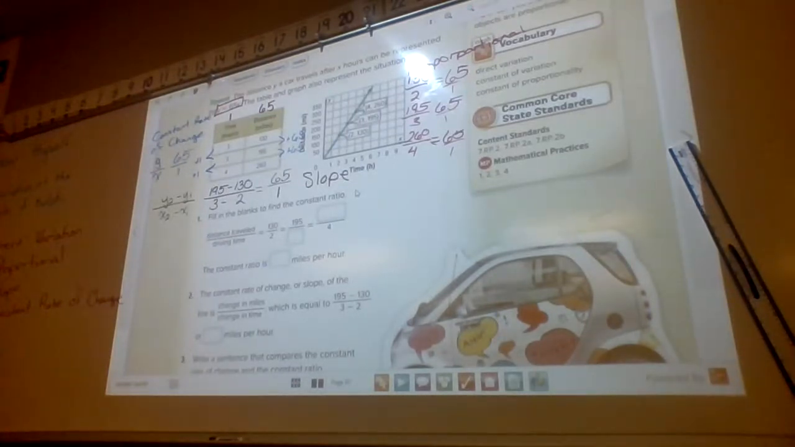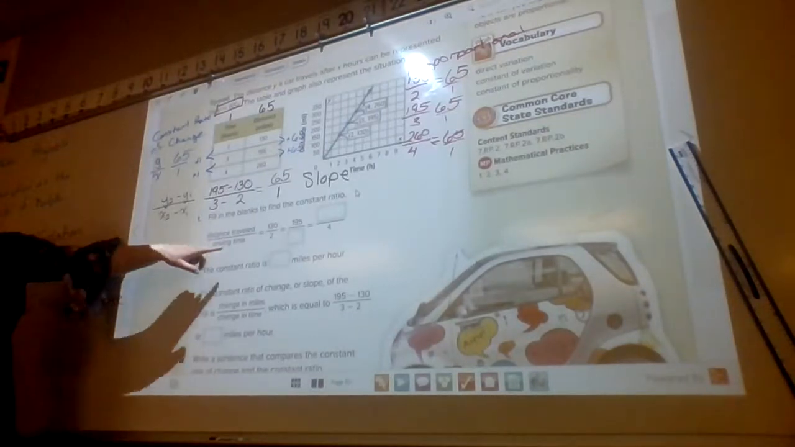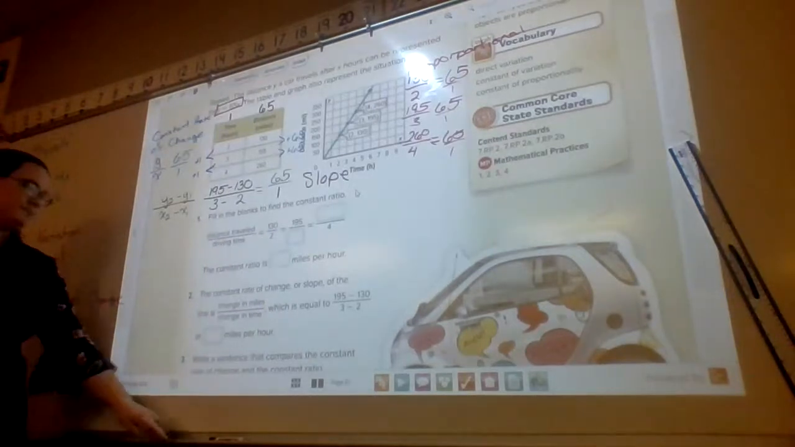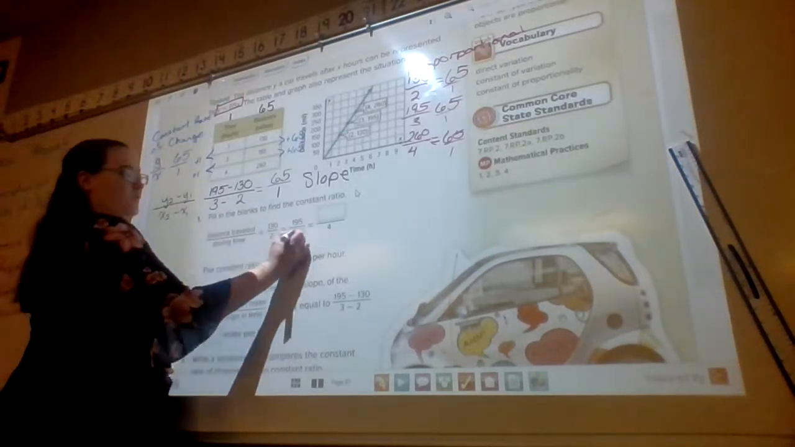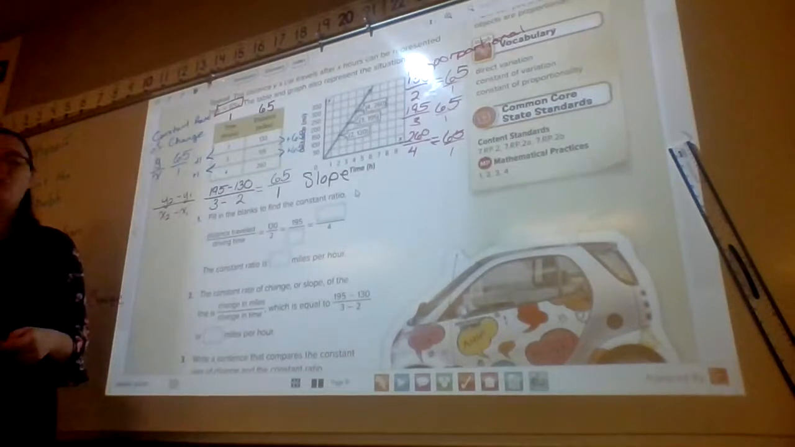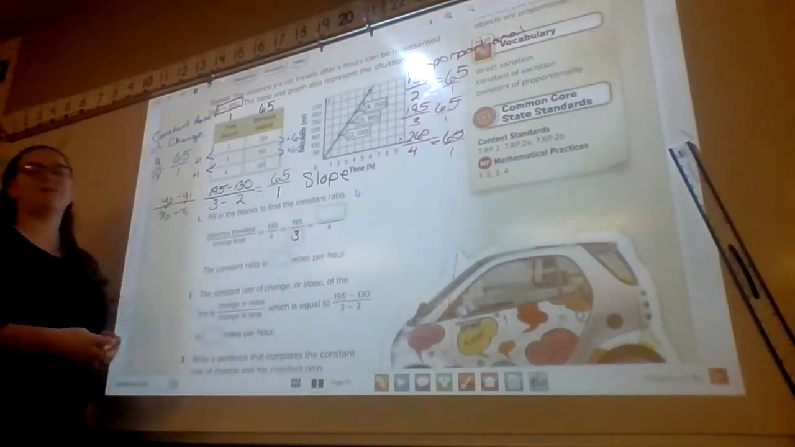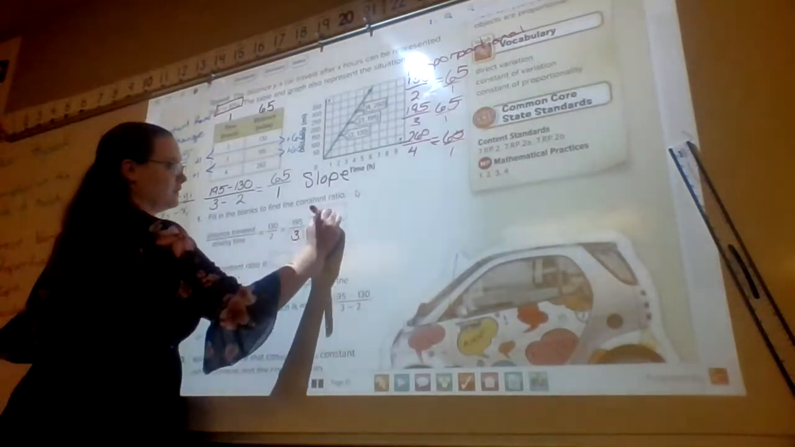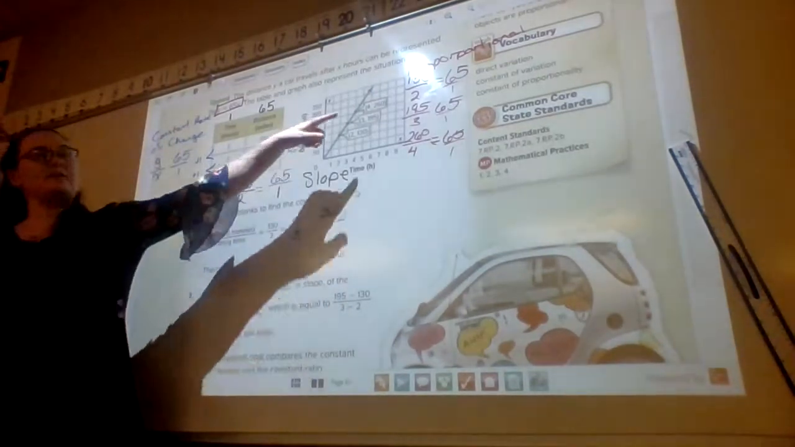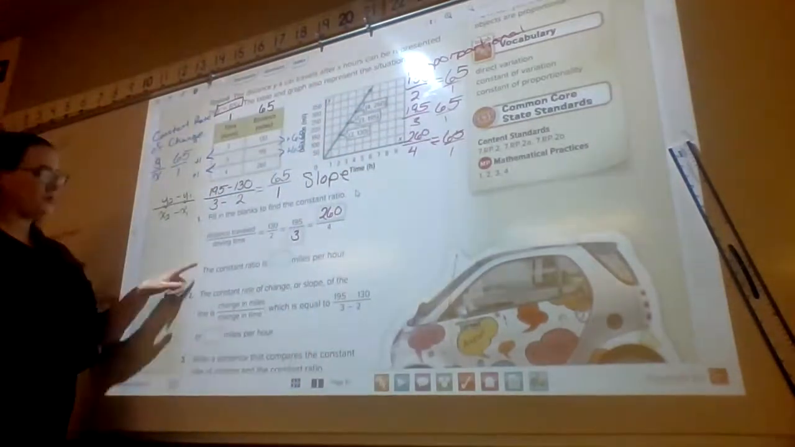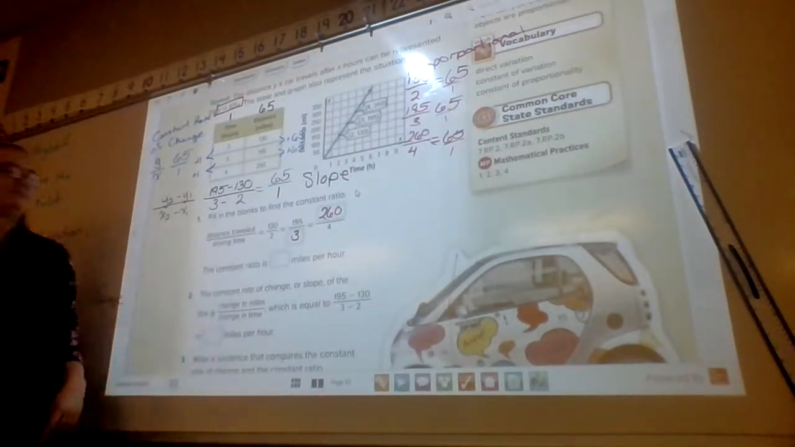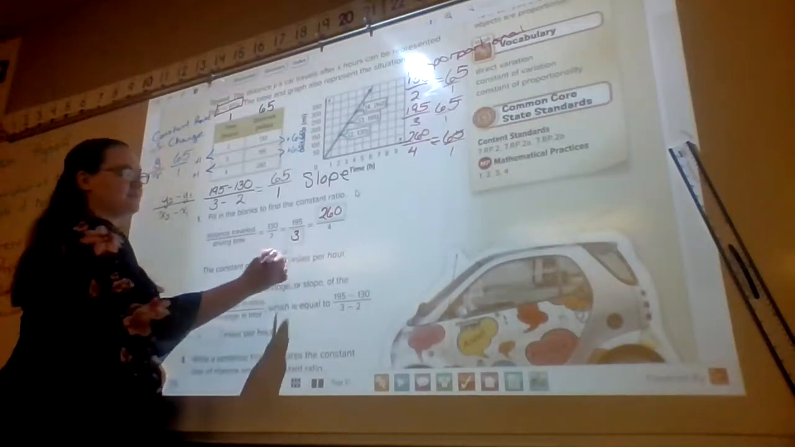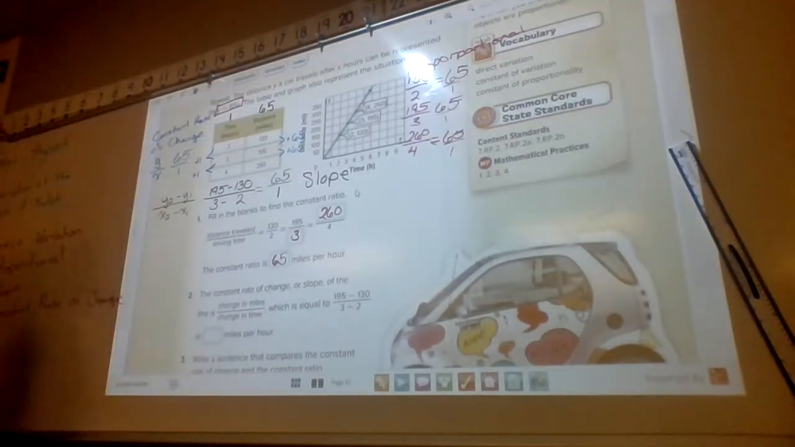So look at number 1. It says fill in the blanks to find the constant ratio. You have 130 over 2. What should 195 be over? 3. What should be over 4? 1. Now, if we divided these, that's however we got those 65s, right? So what is the constant ratio? 65 miles per hour. The car is driving at a rate of 65 miles per hour.